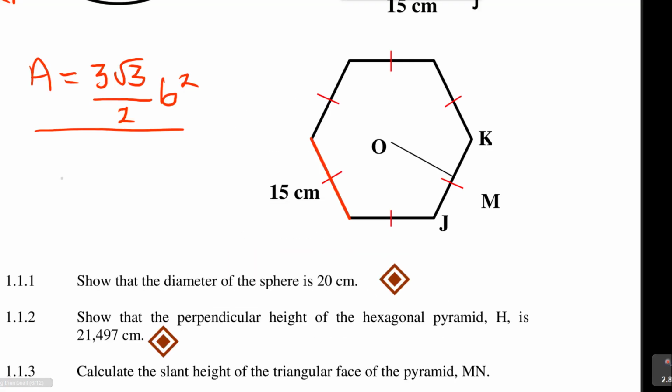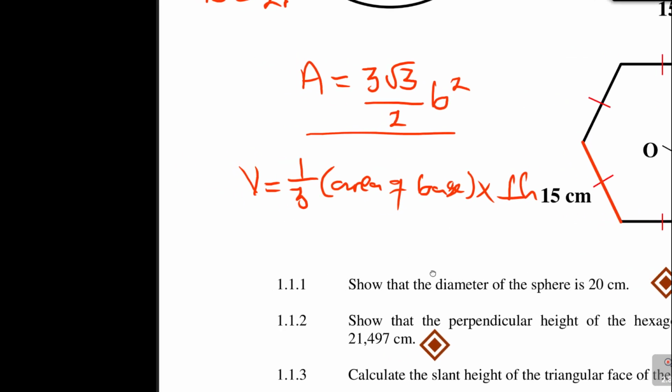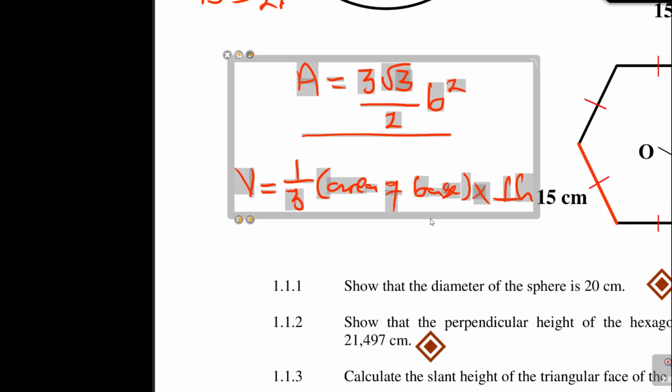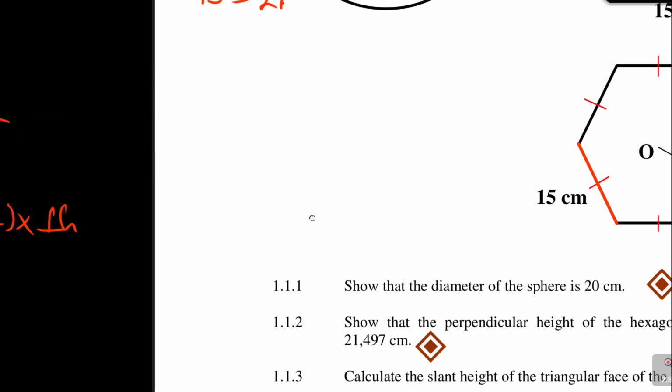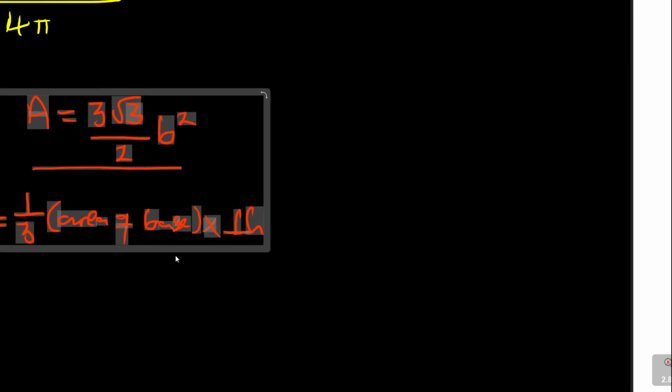I'll write that down again. 1/3 area of base times perpendicular height. This is volume now, this is V. These two formulas are going to assist. What do I mean? So if I take these formulas here and use them for my next calculation, these are going to come in handy.